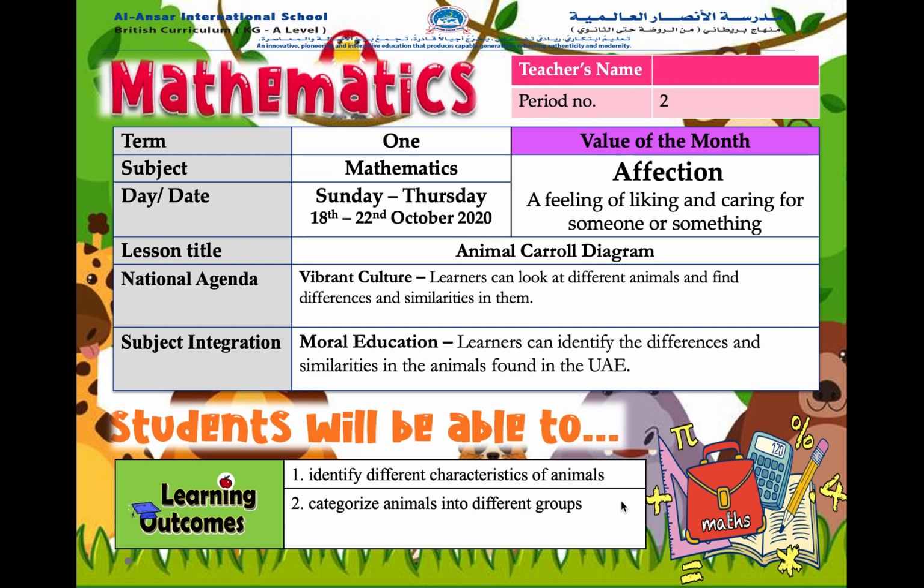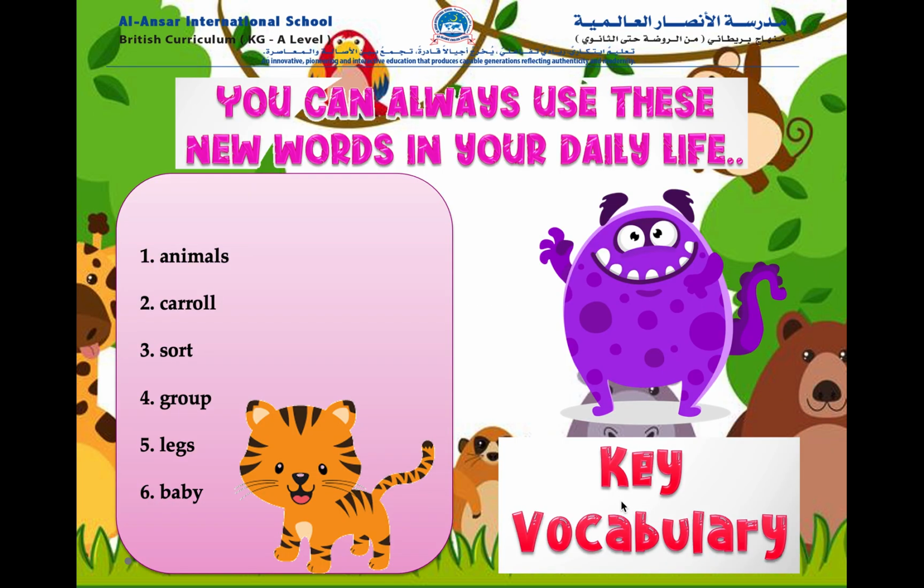In this lesson, we are going to learn about animal Carroll diagrams. At the end of this lesson, you will be able to identify different characteristics of animals and you will be able to categorize animals into different groups. For this lesson, you will need the words animals, Carroll, sort, group, legs, and baby.